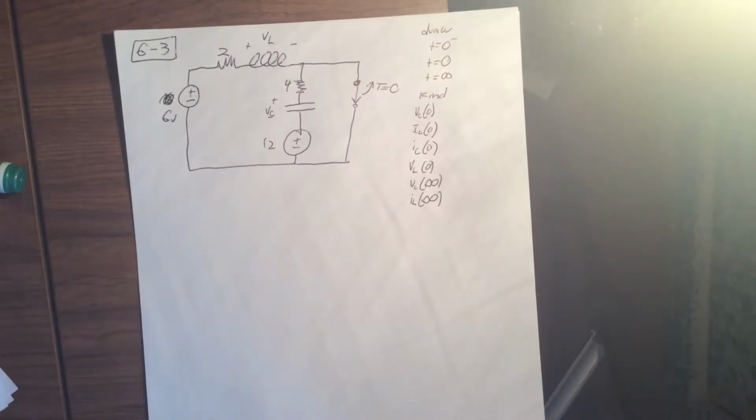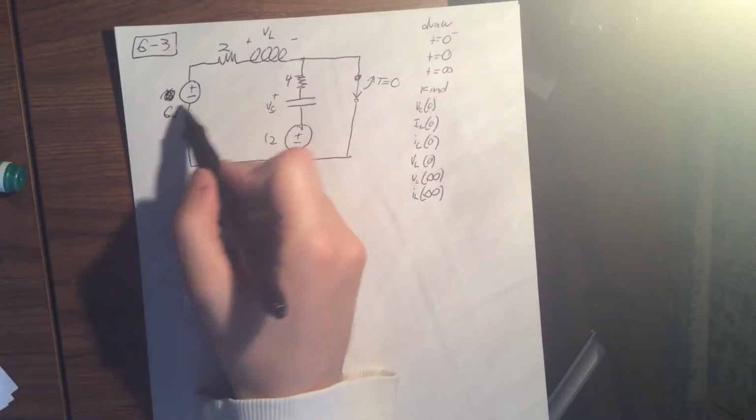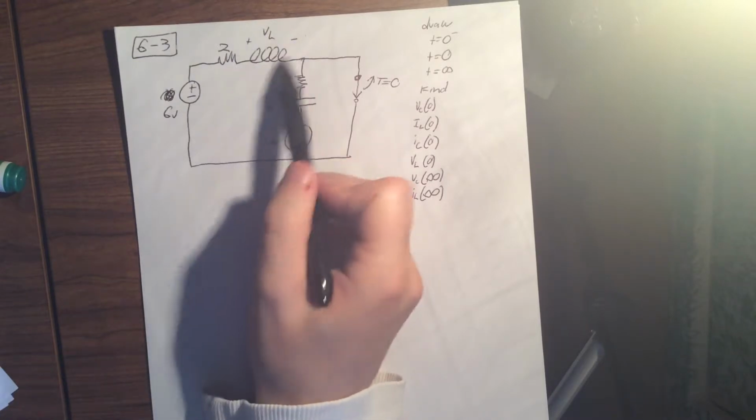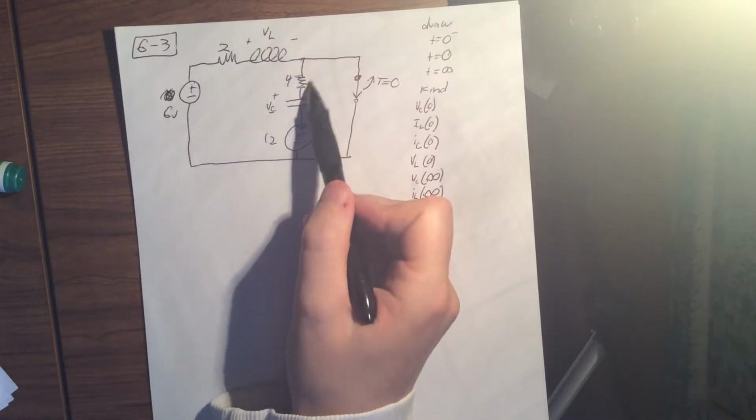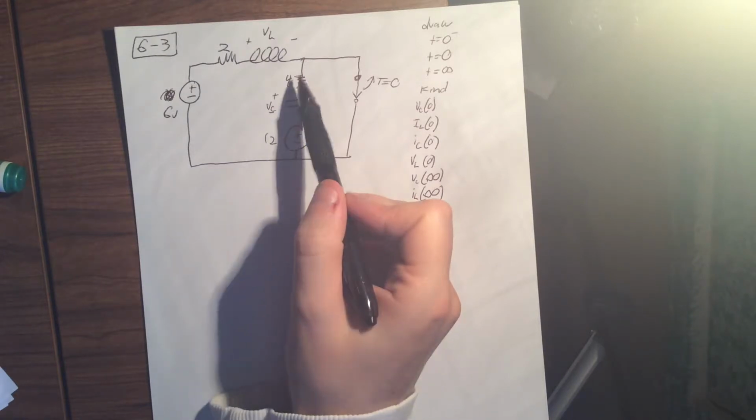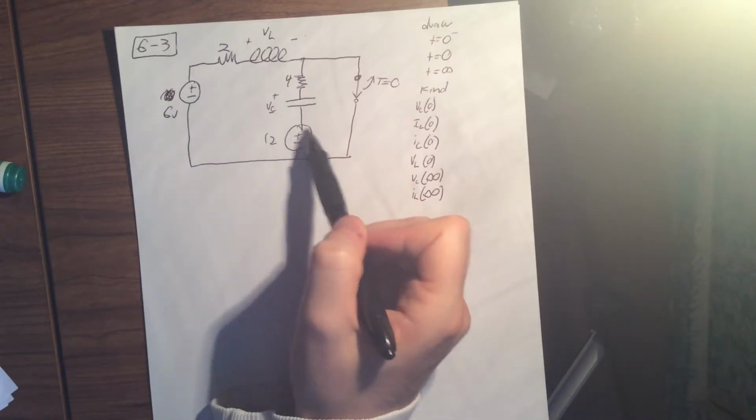All right, so in this problem, we've got problem 6.3. This is another similar one to the 6.1 that we just did. So in this, we've got a power supply of 6 volts, a resistor of 2 kilo ohms, an inductor in here, another resistor at 4 kilo ohms, a capacitor, a power supply facing up at 12 volts.